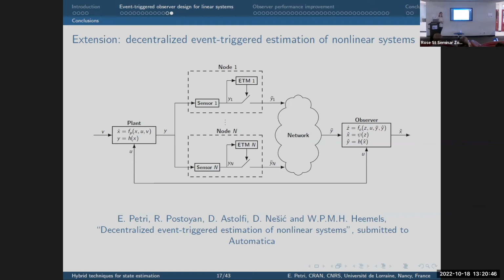So for the current case, do you think it's possible to get the global stability rather than the practical one? Sorry, I don't really understand. For the current version, you only got the practical stability rather than global exponential asymptotic stability. So do you think it's possible to remove the output?